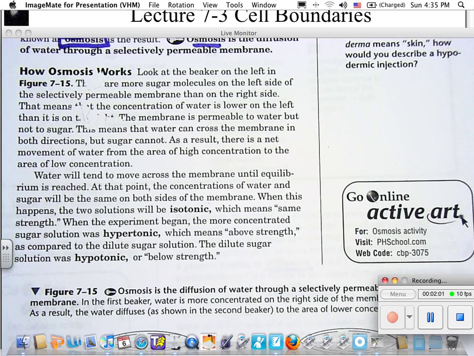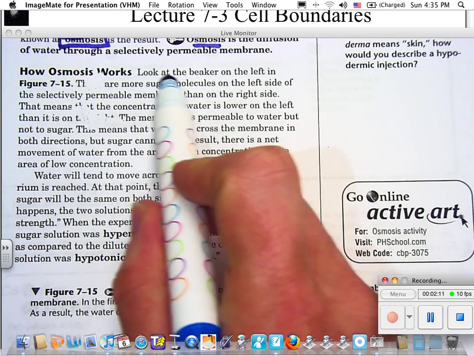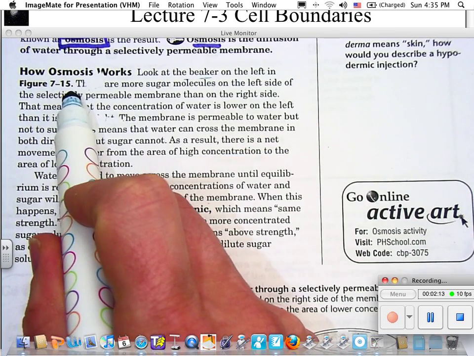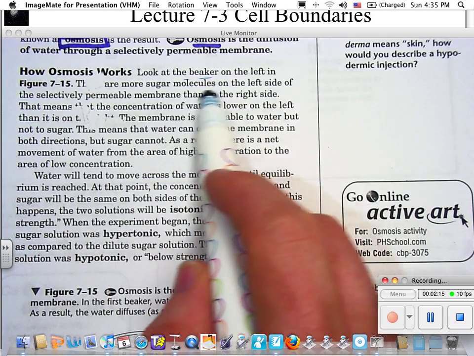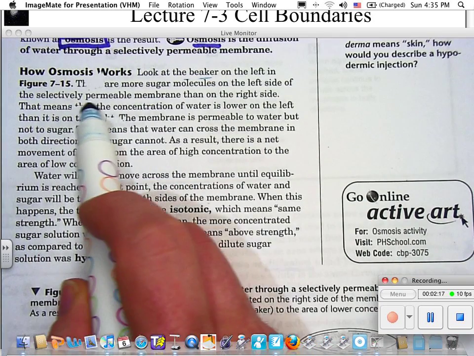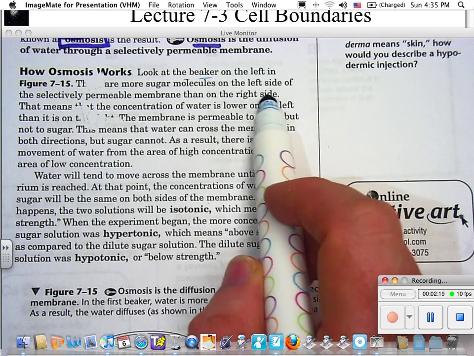Alright students, don't let osmosis fool you. It's not hard. You just have to wrap your mind around the concept. So let's read about how osmosis works. Look at the beaker on the left in figure 7-15. There are more sugar molecules on the left side of the selectively permeable membrane than on the right side.